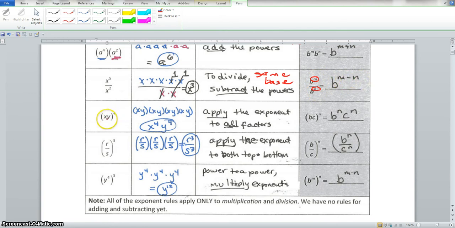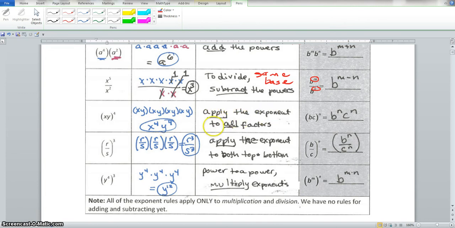Now we have xy in parentheses to the 4th power. So we will write that out. We have xy, xy, xy, and xy. When we multiply these together, we will have 4 x's, which gives us x to the 4th, and we will have 4 y's, which gives us y to the 4th. So our final answer would be x to the 4th, y to the 4th.